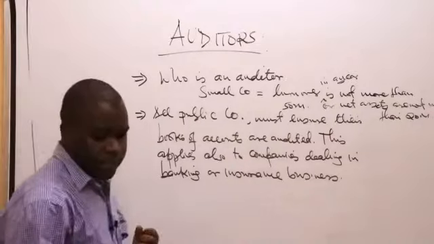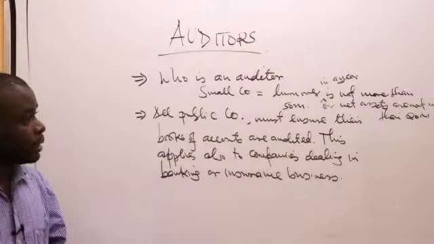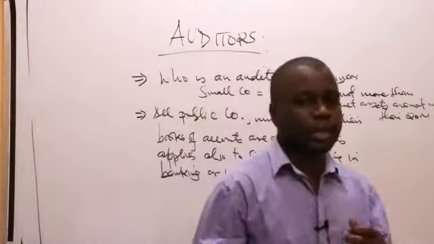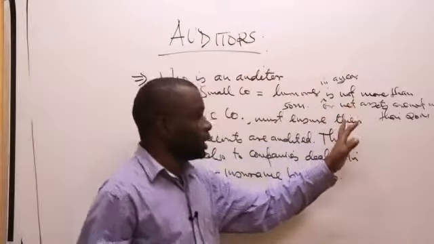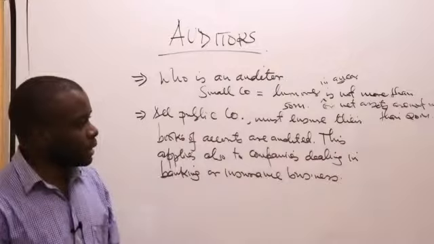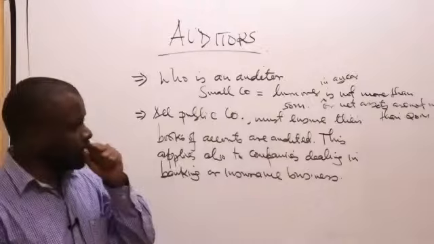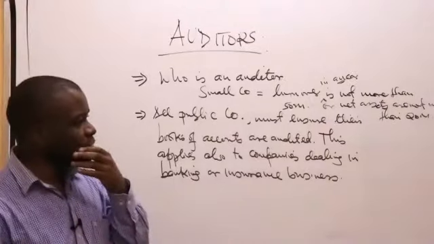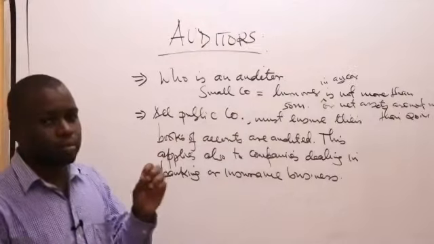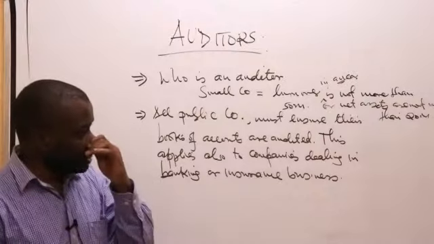So if its turnover is not more than 50 million shillings in a year, and turnover means your sales do not exceed 50 million, or your net assets are not more than 20 million, then in such a case, you will be categorized as a small company. For small companies, which are private companies, it is not a must for their books of accounts to be audited.